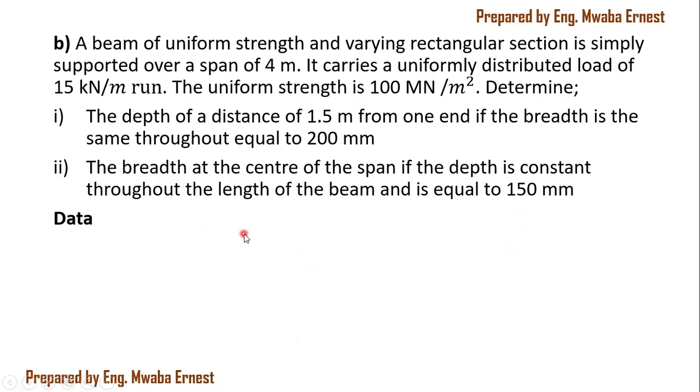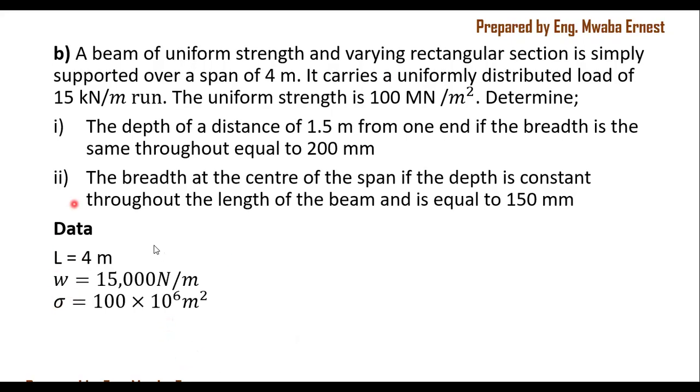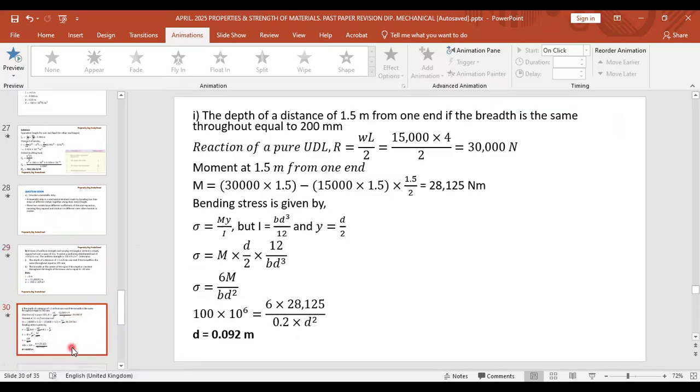With that information, we can now start planting the data. Beam length, 4 meters. UDL, the force per meter, is newtons per meter. Stress in this material, 100 megapascals, which is 100 by 10 power 6 newtons per square meter. This was just left out. In fact, we can easily correct it because it's not a big deal.